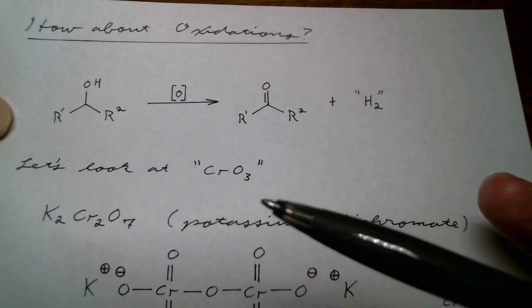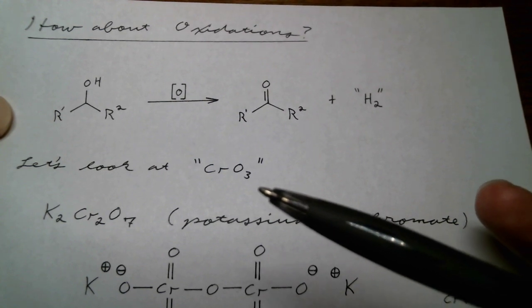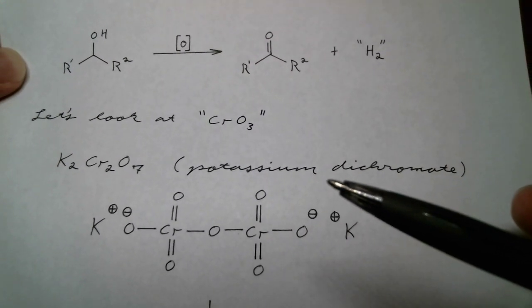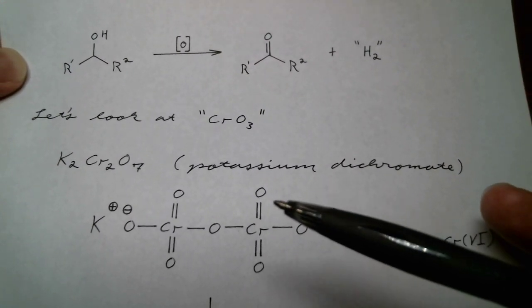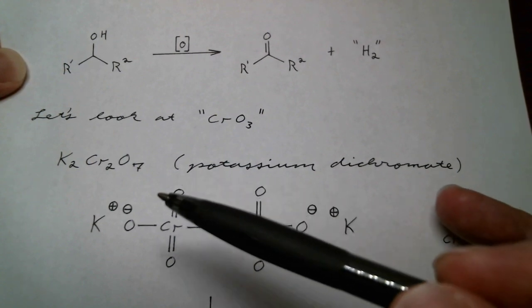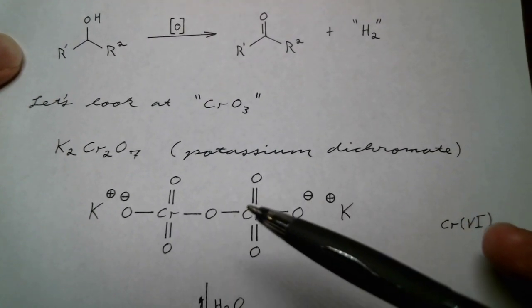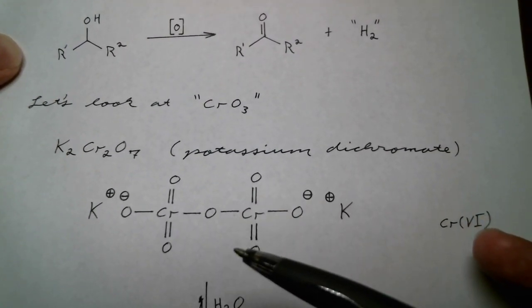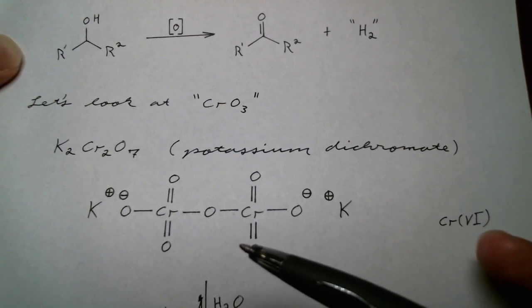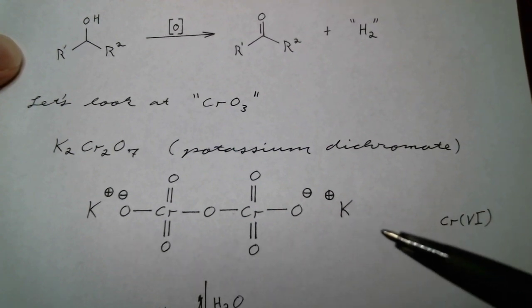Let's look at chromium trioxide. One way that we write chromium trioxide is exactly this, CrO3. Another form of chromium trioxide that we could use is something called potassium dichromate, K2Cr2O7. Here's a nice little Lewis structure of the dichromate dianion, with the corresponding potassium cations.